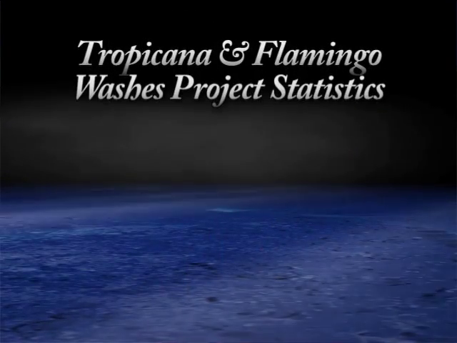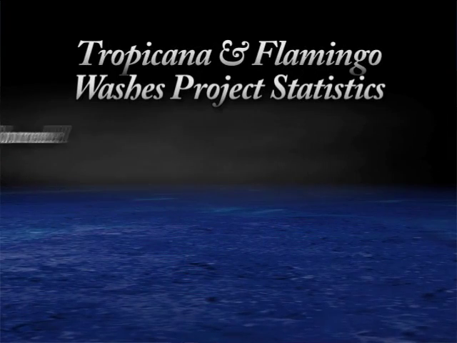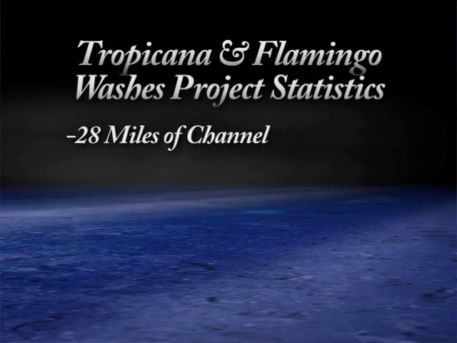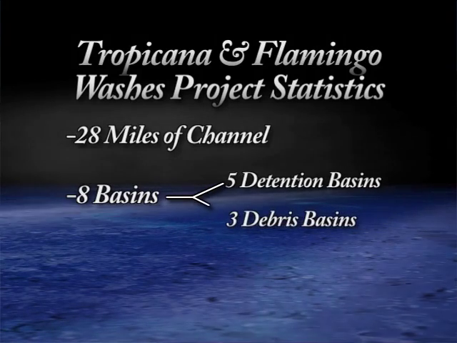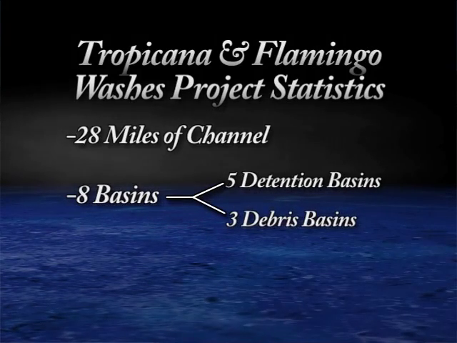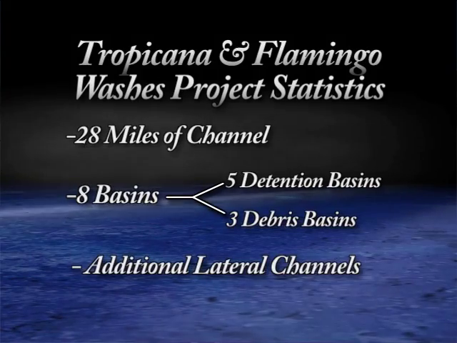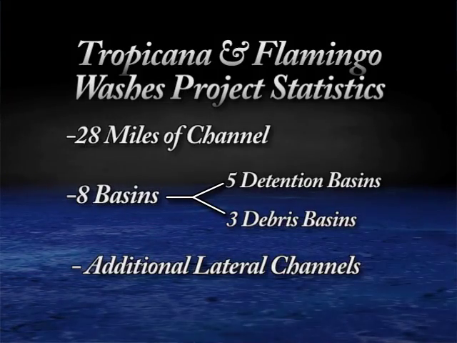The Corps of Engineers, we're kind of the federal arm. We bring in the federal money for the overall flood control program. It takes a little bit of legislation, got to get people involved back in Washington, make programs get authorized. The Tropicana Flamingo Washes program itself consists of about 28 miles of mainline channels, has 8 basins. 5 of those are detention basins, and 3 of those would be debris basins. And then it has a lot of lateral channels that come along with it to also gather up the water.